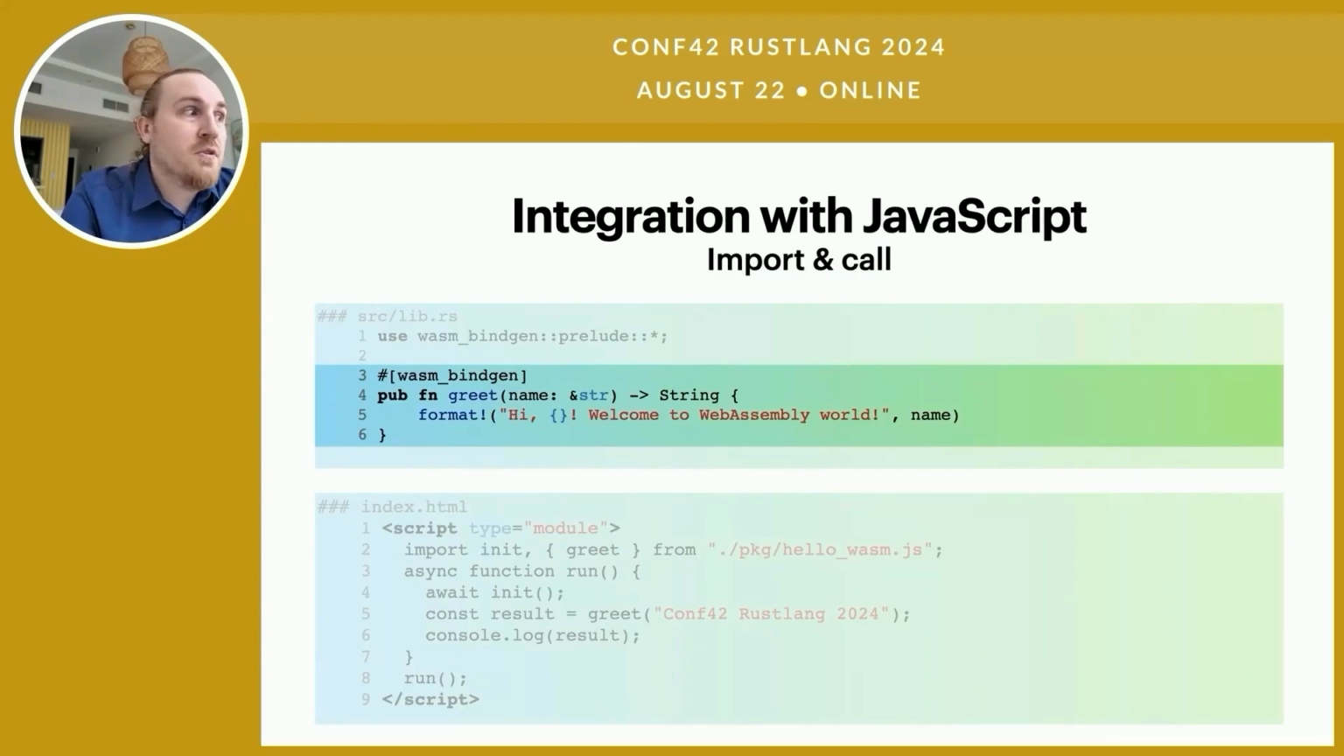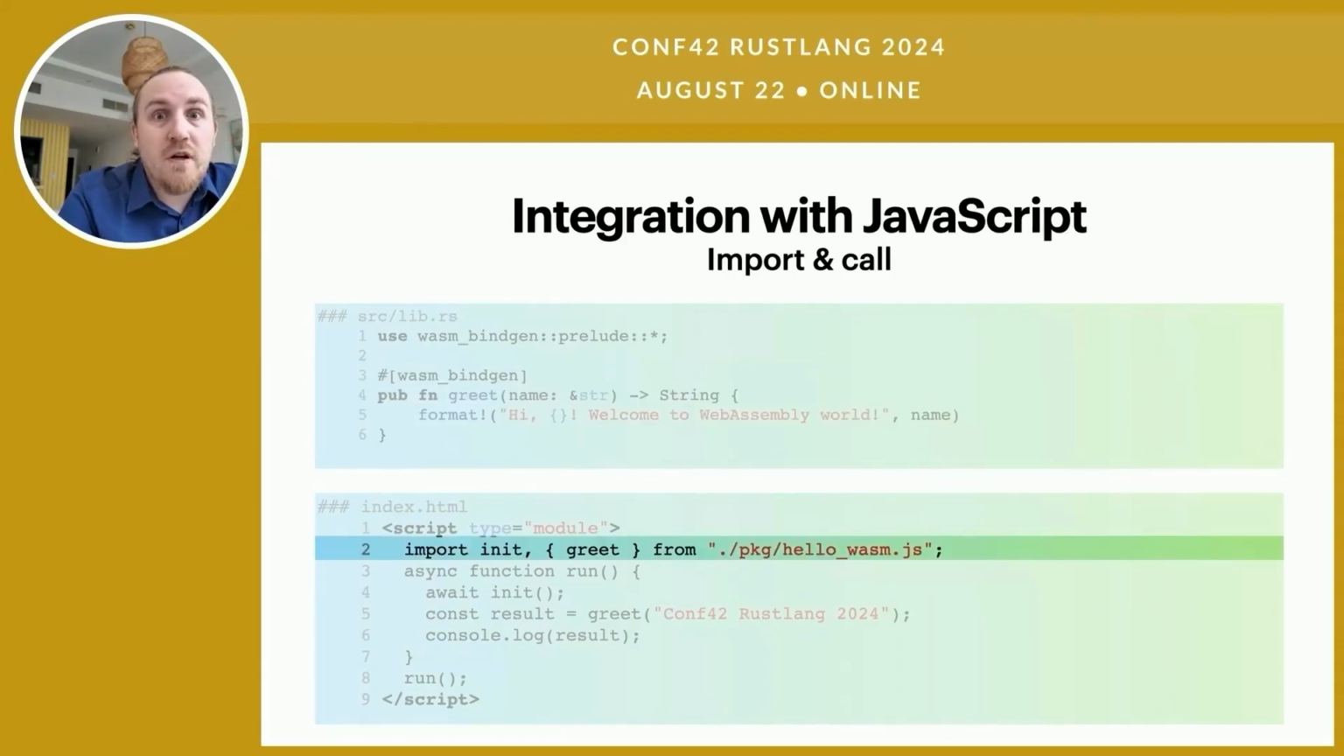Integration with JavaScript. Let's dive into integration with JavaScript. The first thing we need to discuss is import and call. Before you can call anything in WASM, you need to create it. After we have built the project, we will have the required files in a package directory. We need to import the hello_wasm.js file.